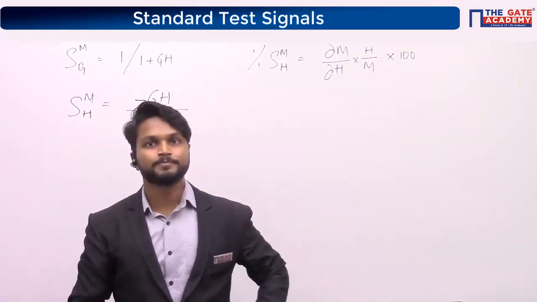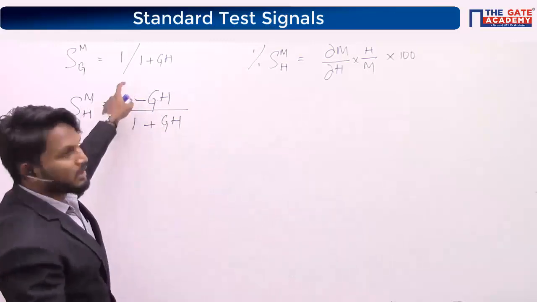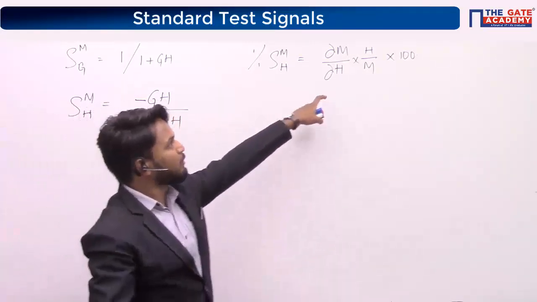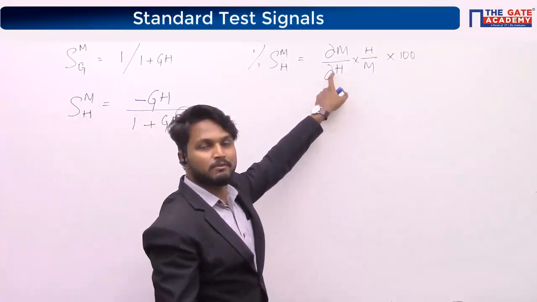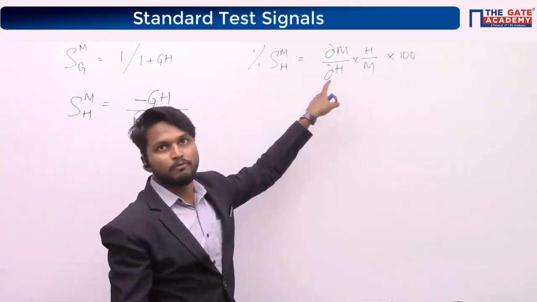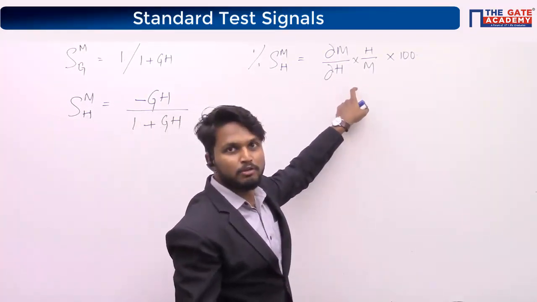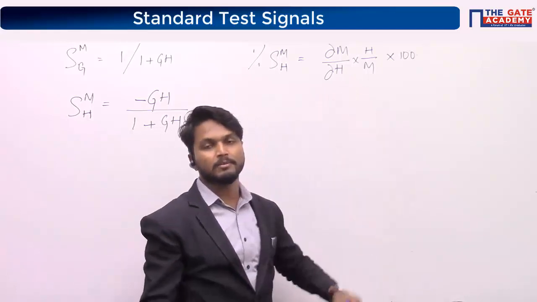Is it fine? So if at all you forget these two, then there is no problem at all. You can calculate these with the aid of this one, right? You should not forget this. If at all you forget those, you can calculate using it, right? But you should never forget this one. Is it fine?